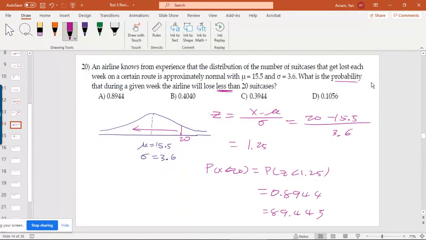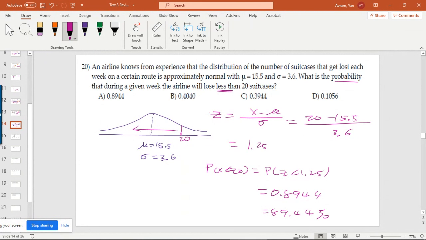Or 89.4%. So what's the probability that a given week the airline will lose less than 20 suitcases? The probability is close to 89% that you're going to lose less than 20 suitcases. How about if I ask what is the percentage that the airline will lose more than 20 suitcases in a given week? Now, more than will be the area to the right-hand side.